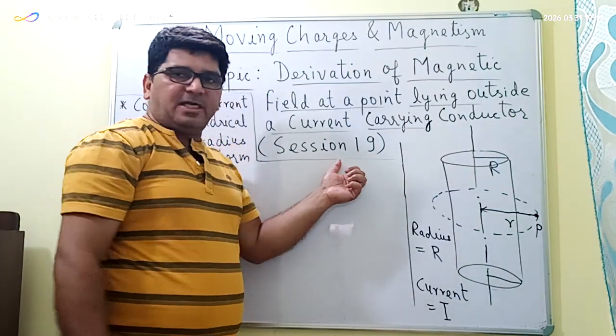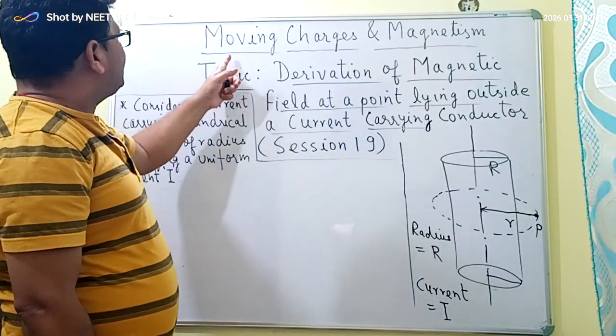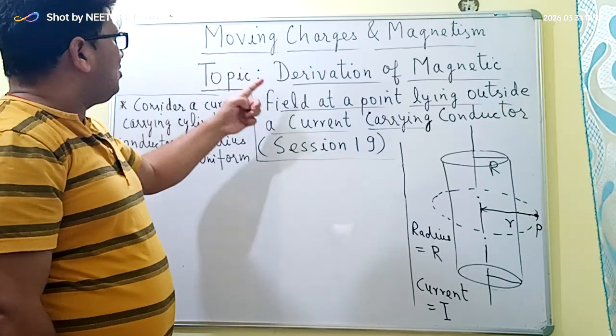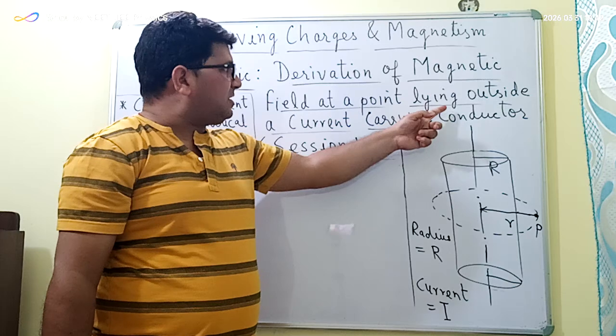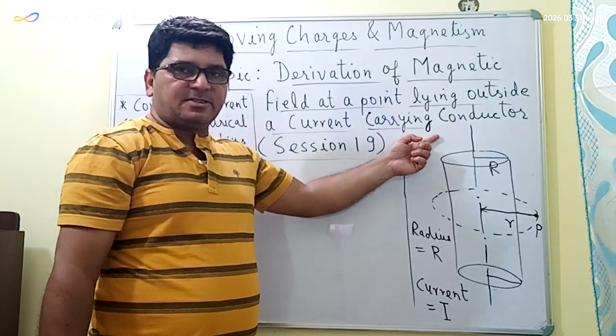Welcome to the session number 19 from the playlist of moving charges and magnetism. The topic is the derivation of magnetic field at a point which is lying outside a current carrying conductor.